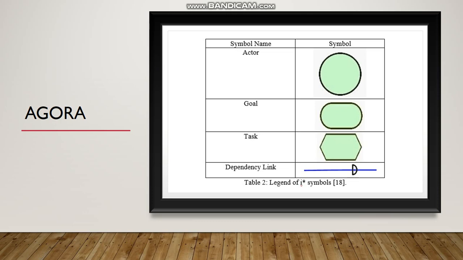The Attributed Goal-Oriented Requirements Analysis, or AGORA method, is a graphical representation of goal-oriented requirements engineering, similar to the iStar framework, but adds additional attributes such as contribution values and preference matrices.